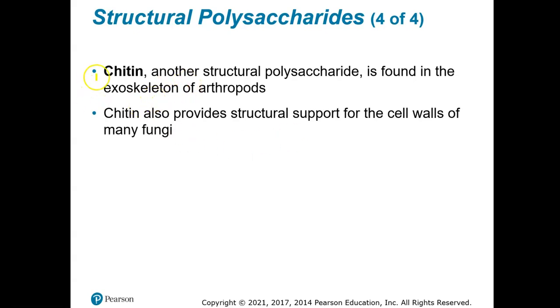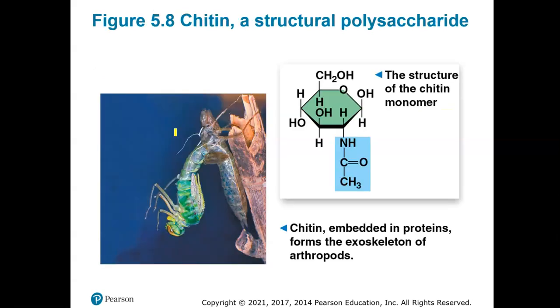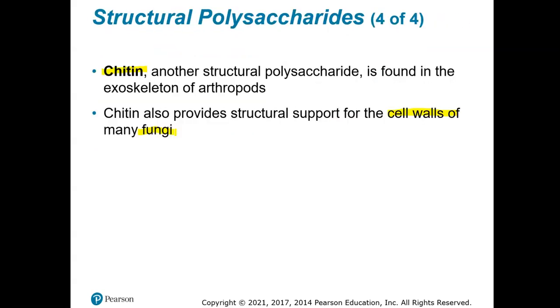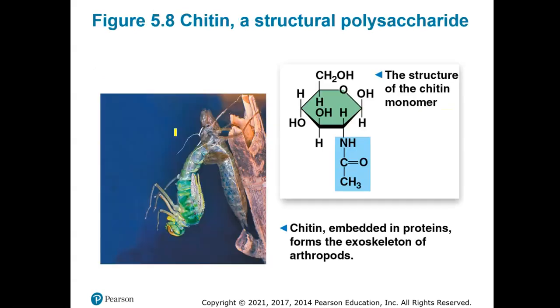Now, another polysaccharide is called chitin. Chitin is the material found in the cell walls of fungi. And then we also have cell walls in bacteria. And that one's not on here, but that chemical is called peptidoglycan. Peptidoglycan is a polysaccharide found in the cell walls of bacteria.